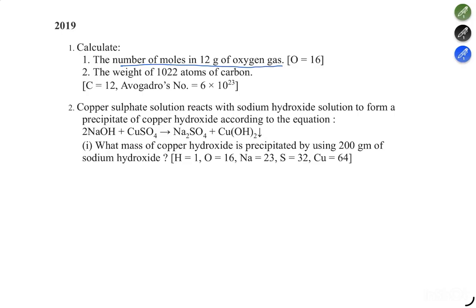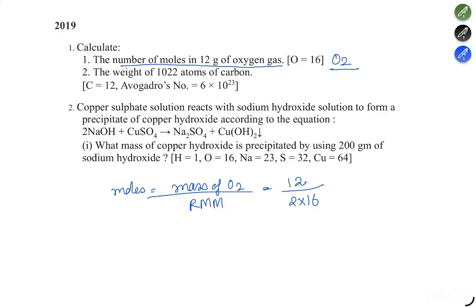So what we are going to do? The moles will be equal to the mass of oxygen upon the RMM of oxygen gas. The mass of oxygen is given, 12. RMM of oxygen gas is 2 times 16, because the oxygen gas formula is O2. So we will get 12 divided by 32. I will get here 0.0375 moles. So this is a 1 marker question. It's very straight away, direct. Apply the moles formula and you will get an answer. Let's look at the second question.